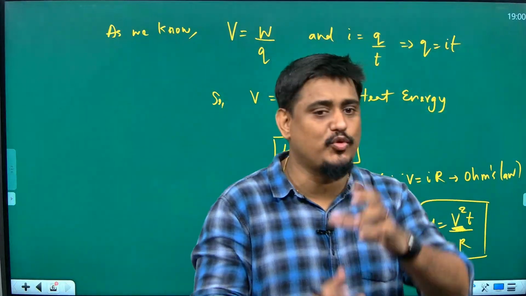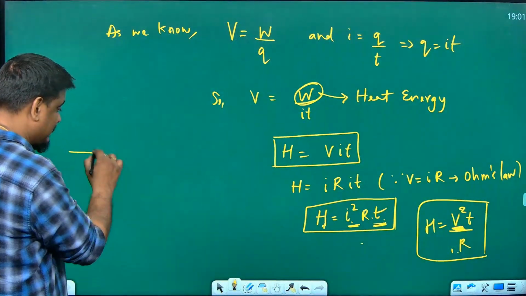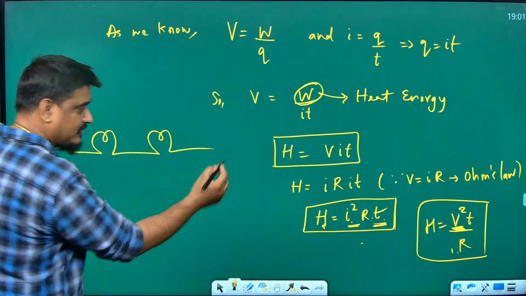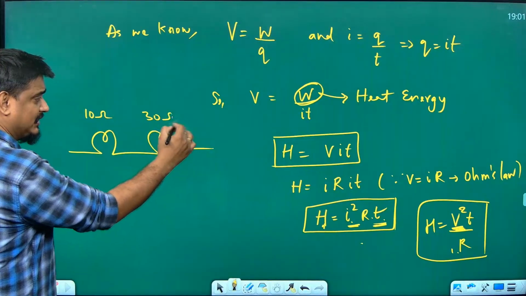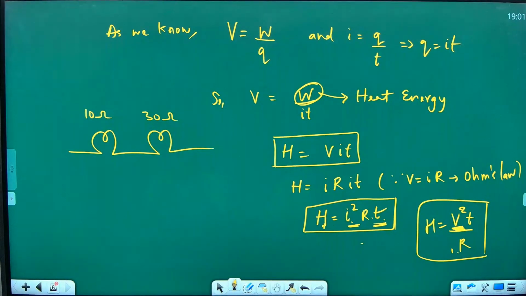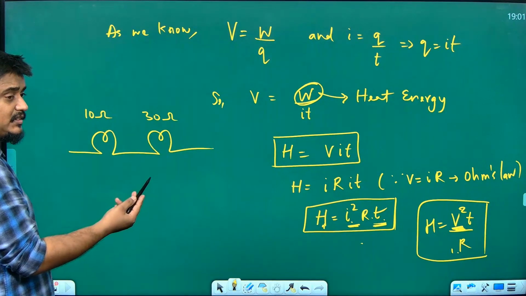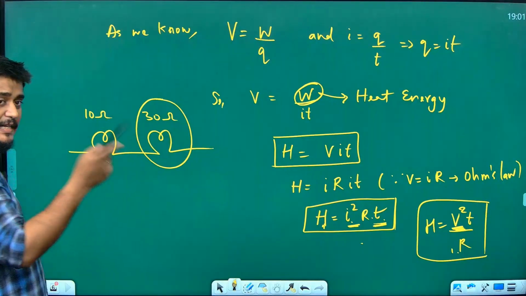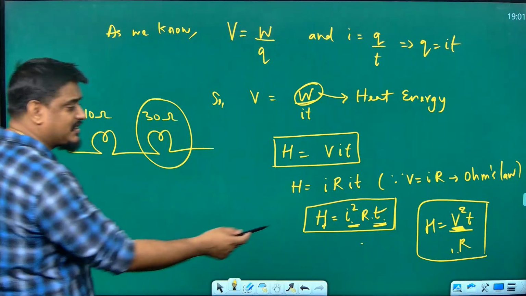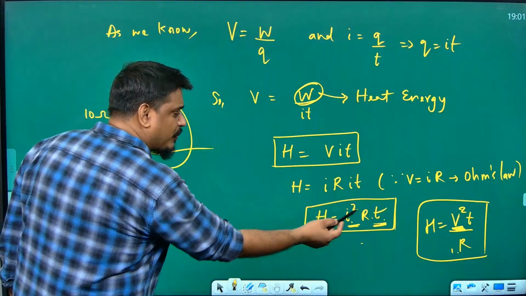It means if I have two bulbs, pay attention guys, this is having 10 ohm resistance, 30 ohm resistance, which will have more heat energy, 10 or 30? Common is 30. Because if it is a series, current must be the same. Current must be the same means current will become constant, H becomes proportional to R.